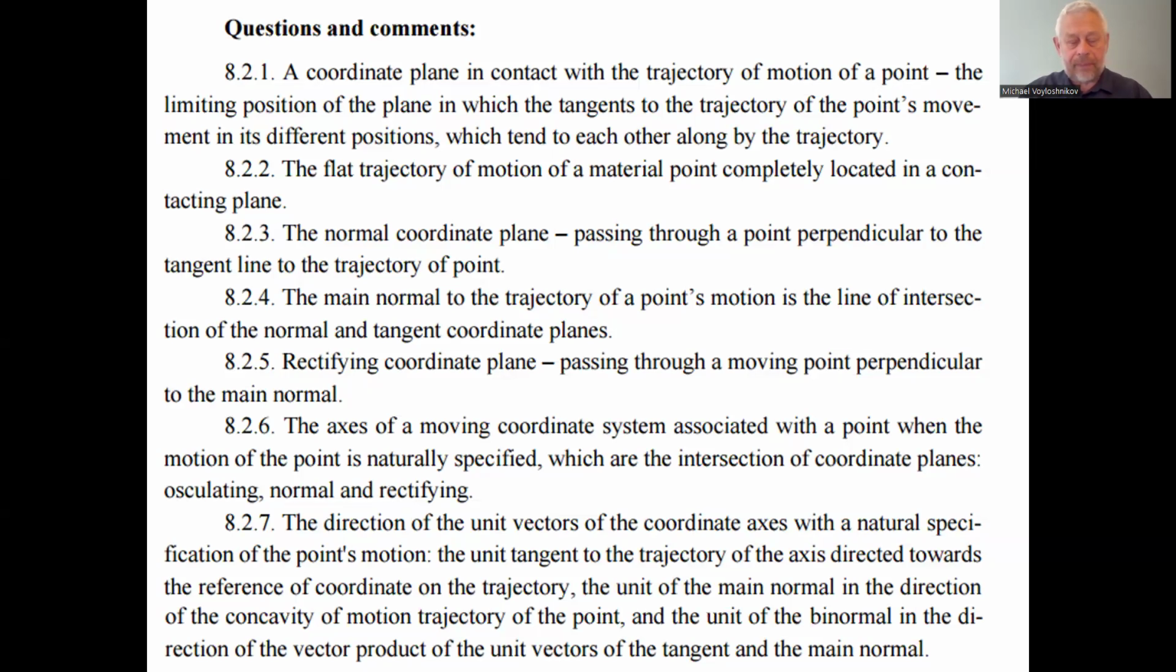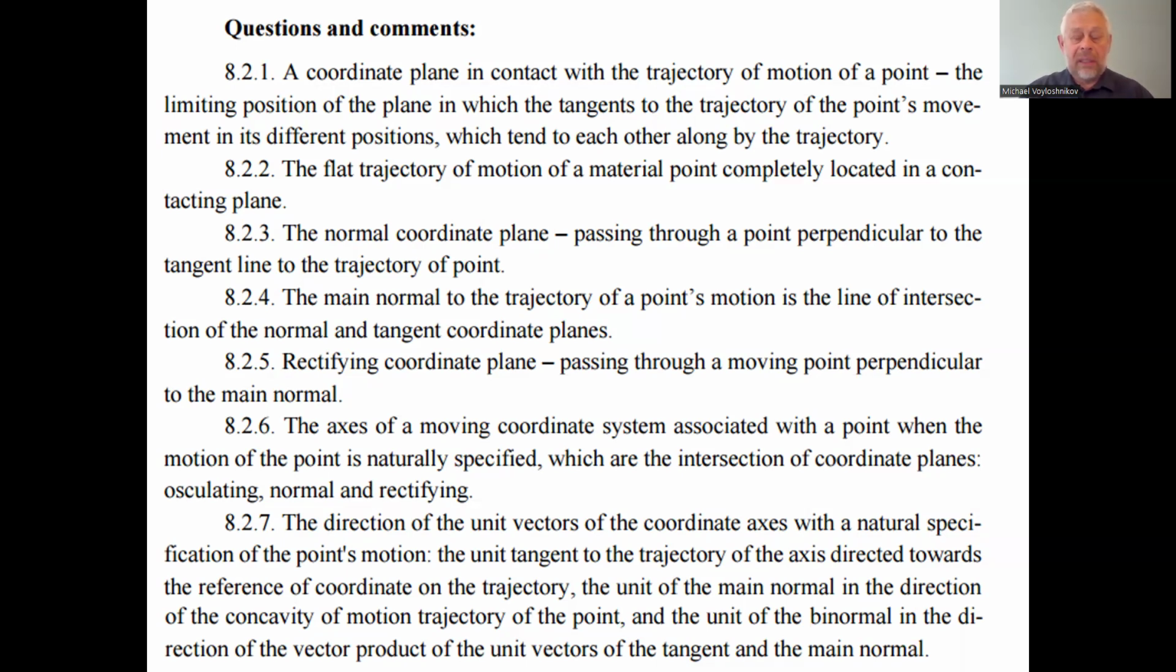8.2.5, the rectifying coordinate plane passes through the moving point perpendicular to the main normal. We have rectifying, or we can say straightening, coordinate plane passing through the moving point perpendicular to the main normal, and the intersection of the rectifying coordinate plane with the normal plane gives us the binormal axis in the right-handed coordinate system, corresponding to the rule of the right screw.